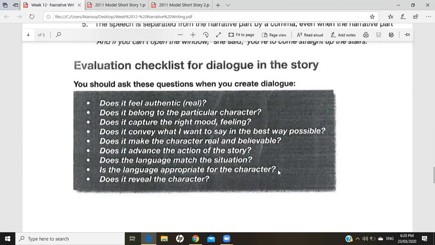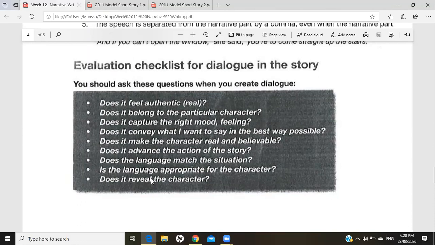You want the language that the character uses to be appropriate, in that the reader actually believes that yes, this character could say this, and it is appropriate in terms of age. So for instance, if you're writing a story and the story has a little child in it, you wouldn't want to make your character say something that is not age appropriate, or gender appropriate as well.